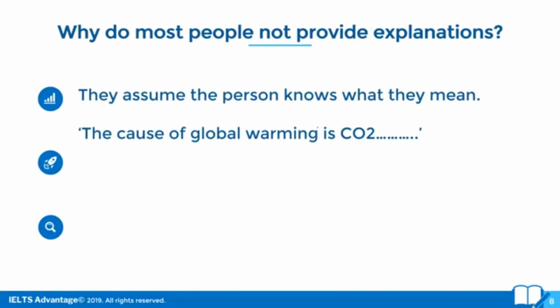So for example, let's say you're writing about the cause of global warming. Often someone will write something like, the cause of global warming is CO2, and they won't provide any reasonable explanation because they assume the other person has that knowledge and they don't want to sort of insult the intelligence of that person sometimes.